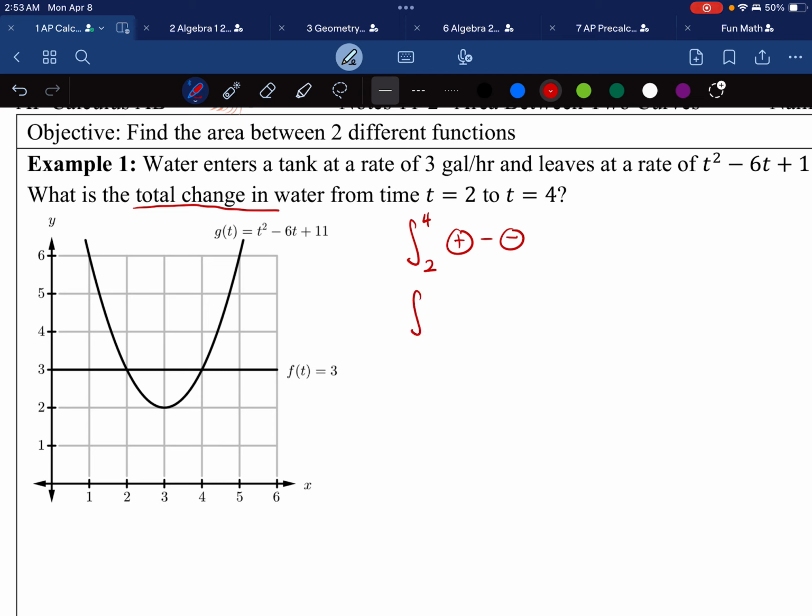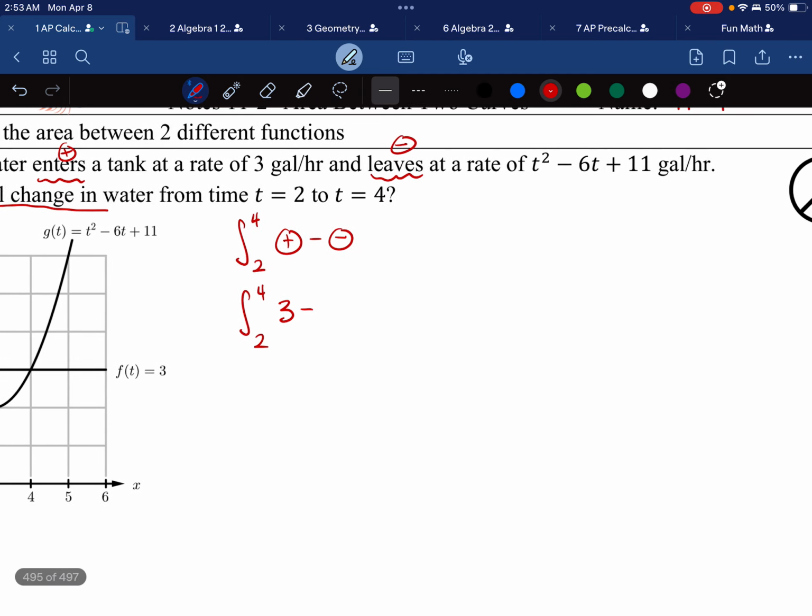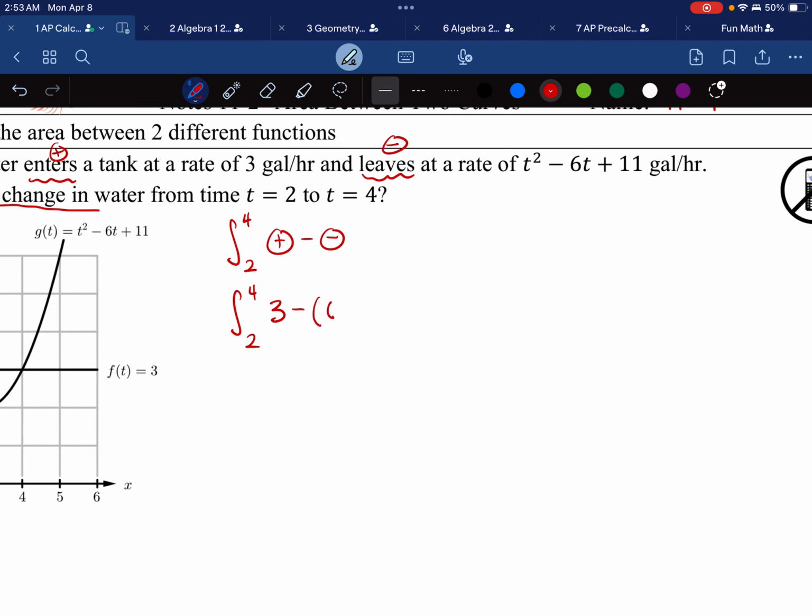In fact, you say the integral between 2 and 4 of the positive rate, which we know from the word enter, that's the positive rate. So it's going to be 3 minus, and this word leaves is a negative word, meaning we're going to be subtracting this entire equation of t squared minus 6t plus 11. And technically, if I'm being formal, all of this should be multiplied by dt. That is exactly how you do this problem.